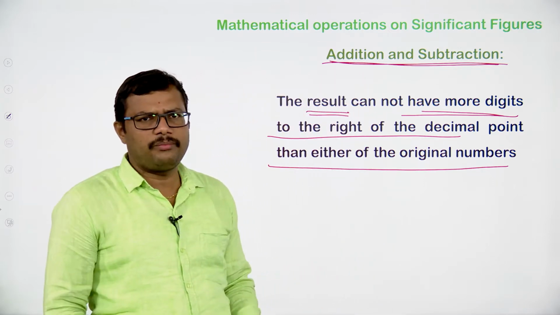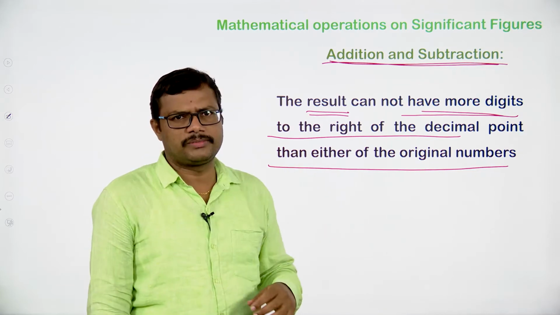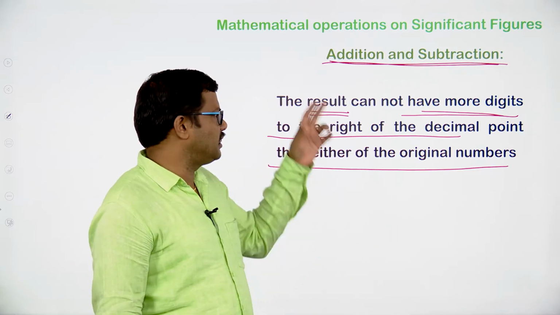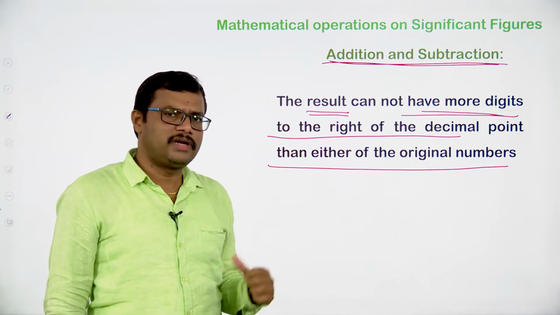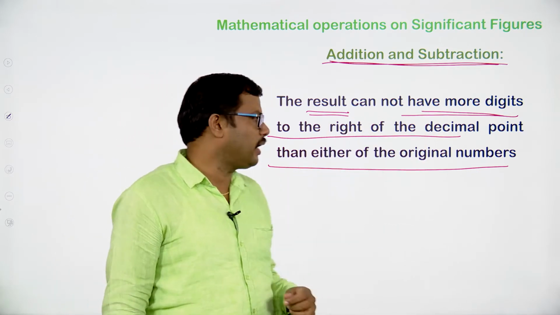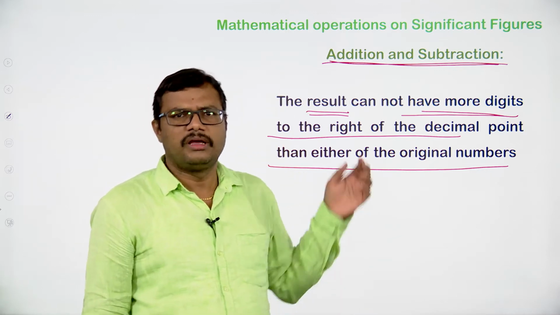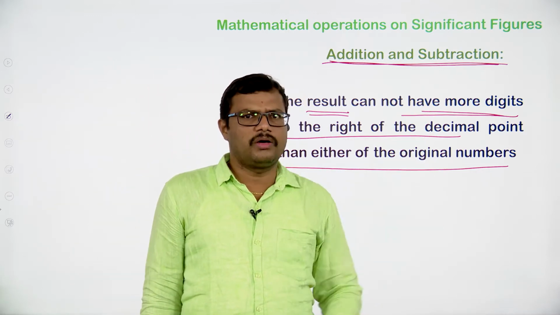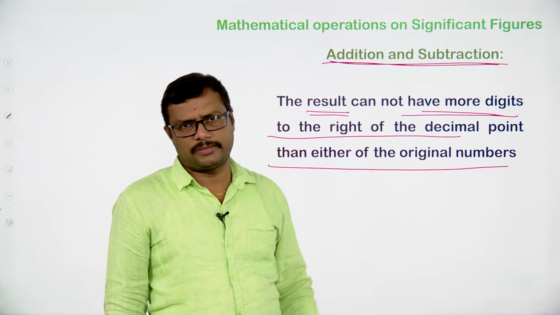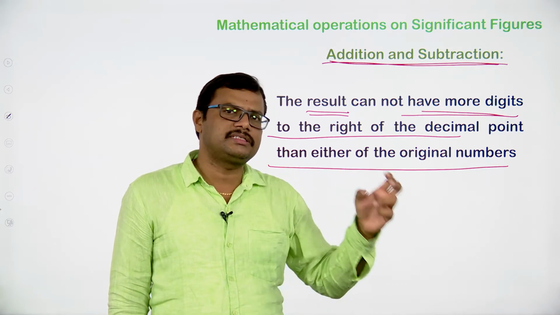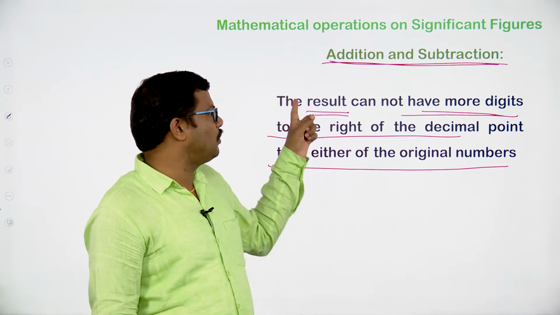numbers. For example, if we are adding two numbers, then after adding them, the result should not have more digits after the decimal point than either of the numbers that we have taken. If you are taking three numbers and adding, you have to look at all three numbers and at the number of digits present after the decimal point. Select the number which has the least number of digits after the decimal point. Only in that way do we give the result.